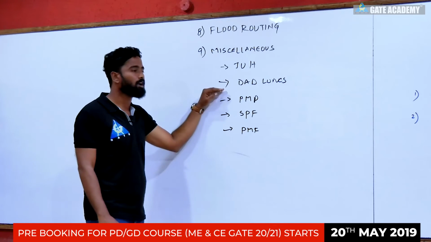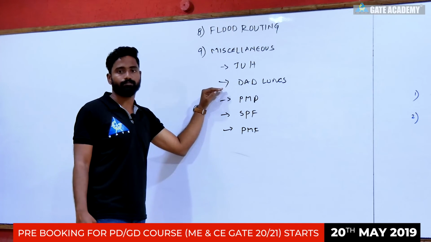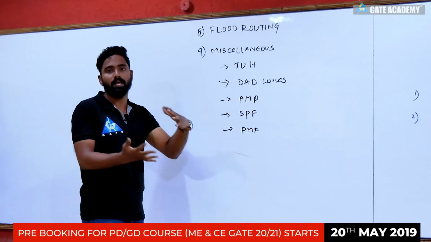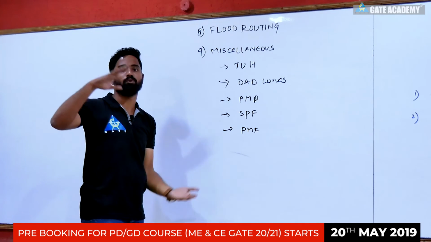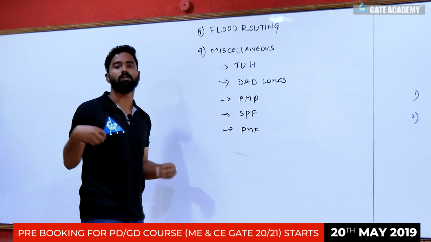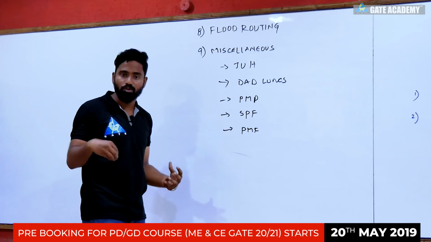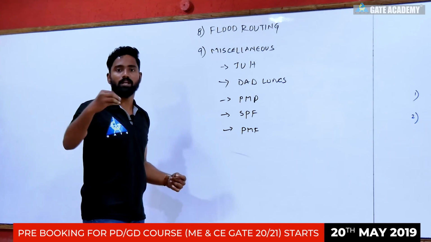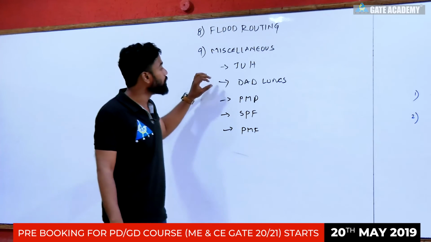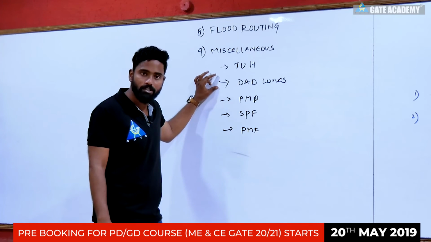Next, depth, area, duration curves. What is the amount of depth, and what area is it occupying? If area is more, depth will be less. If depth is more, area occupied will be less. And what is the duration? If the duration of rainfall is more, what happens to the depth, and what happens to its variation with the area? Everything will be discussed in depth, area, duration curves.